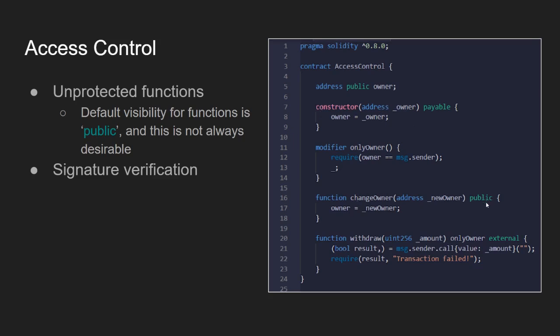So any random person could call this, become the owner, and then withdraw my funds from it to their own account. So you've got to be careful which functions are set to whatever, and make sure that you have correct modifiers. Like there's an only owner modifier on withdrawal, if that makes sense. Maybe this change owner should have that as well.